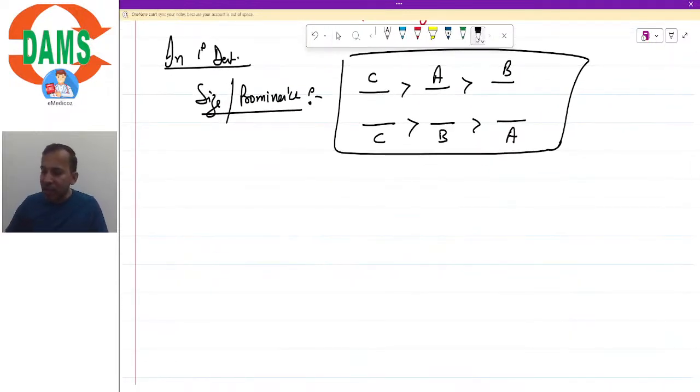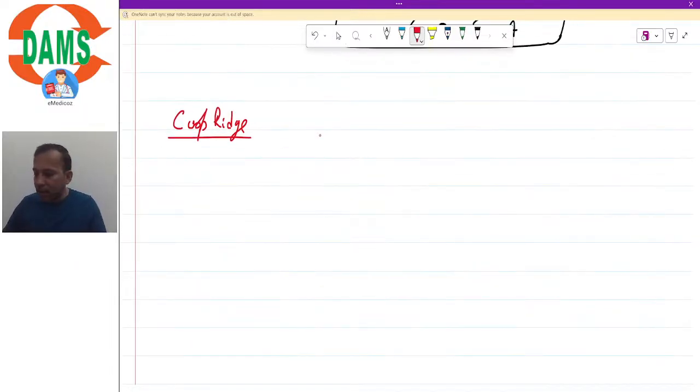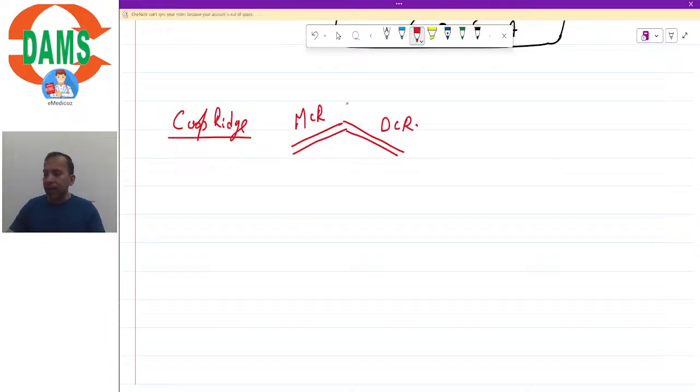Now we come to the cusp ridge. I told you that we would discuss it later. So what is a cusp ridge? These are the two ridges which join to form the cusp, isn't it? So there would be a mesial cusp ridge and a distal cusp ridge, and these two cusp ridges will join to form a cusp. So in any tooth that has a cusp, there will be two cusp ridges.